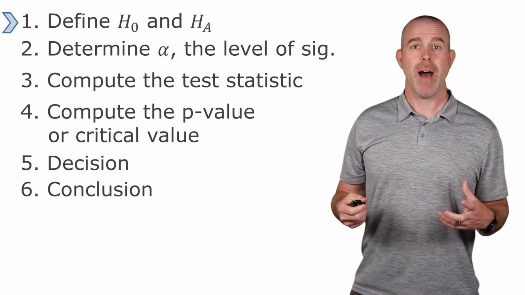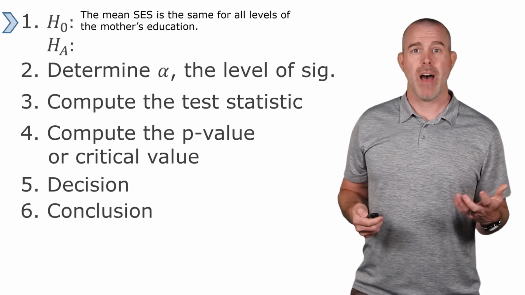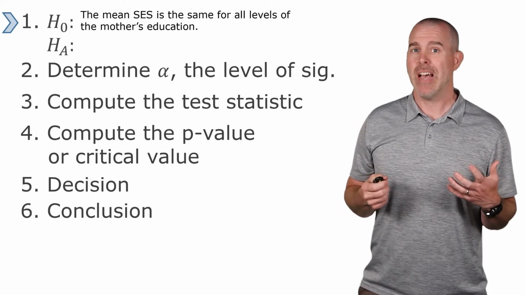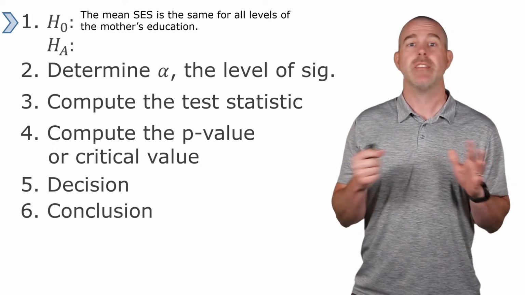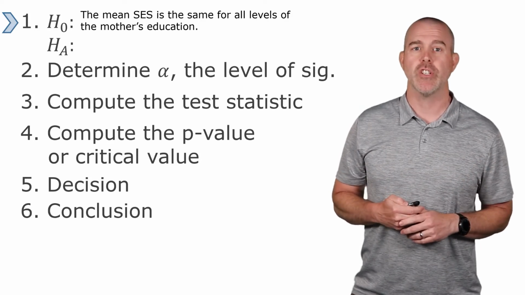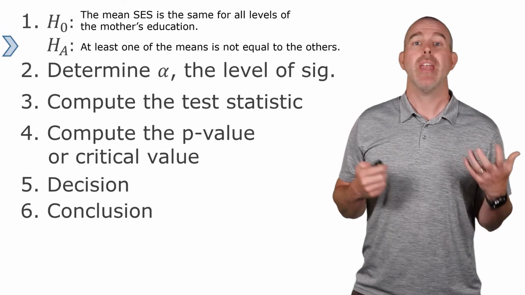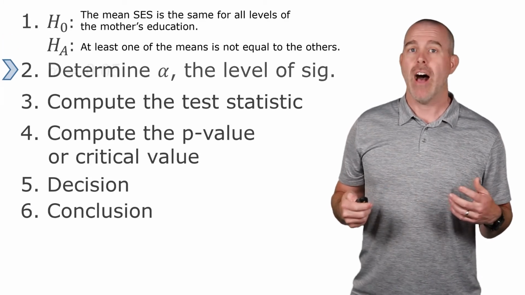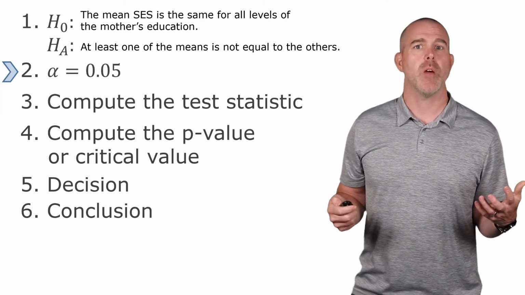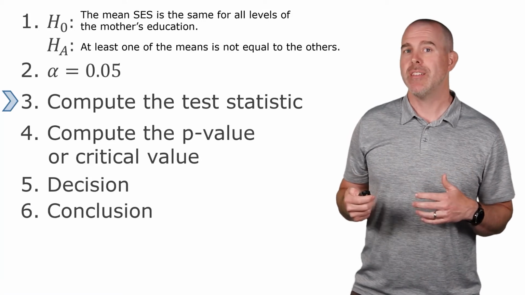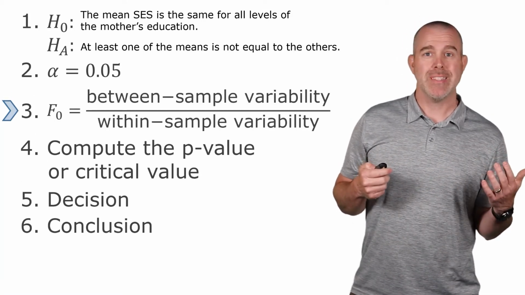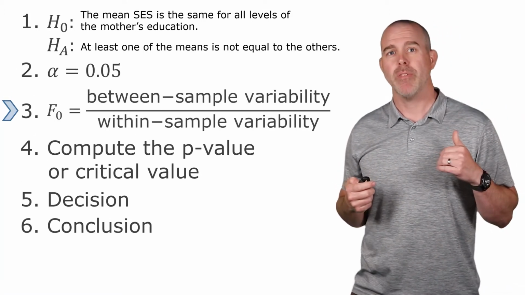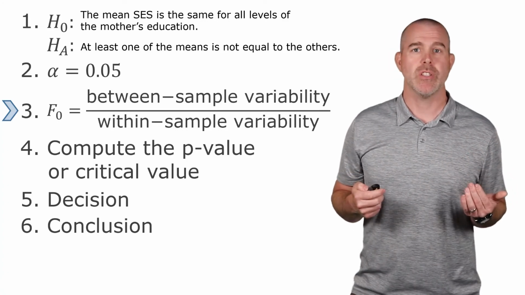So let's try the hypothesis test then. Our null hypothesis is that the mean SES, the average socioeconomic status, is the same for all levels of mother's education. And then the alternative claim would be that at least one of the means is not equal to the others. Alpha, our level of significance, we'll use 0.05. Compute the test statistic. This is our between sample variability over our within sample variability. And let's use StatCrunch to do that.